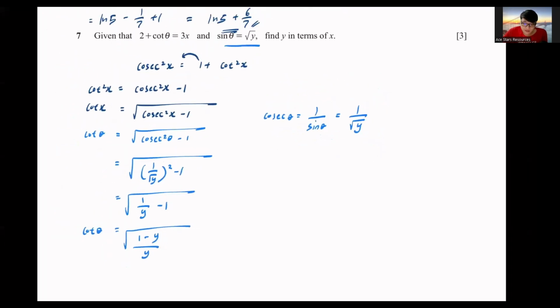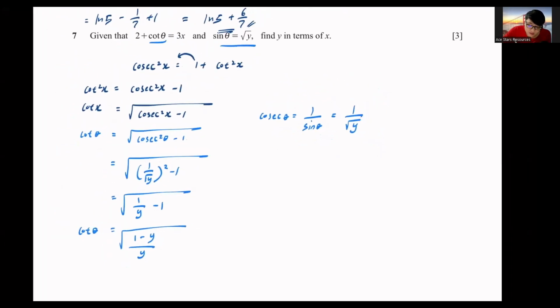Since your cot now has the variable y inside, it's ready to be replaced. So the original equation, 2 plus cot theta is equal to 3x. This is the original equation, so I just have to replace the new identity for cot. Just replace it, square root of 1 minus y over y is equal to 3x, and then we have to find y, making y the subject, right?